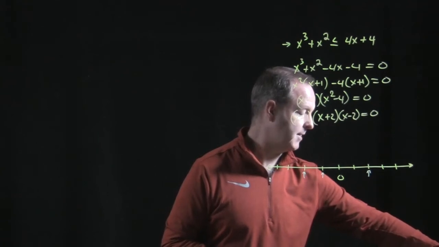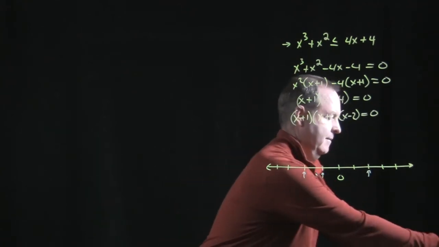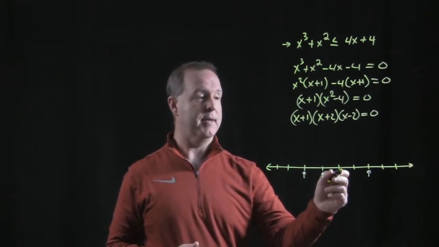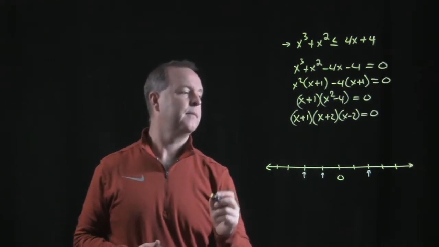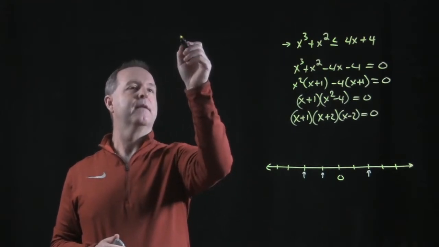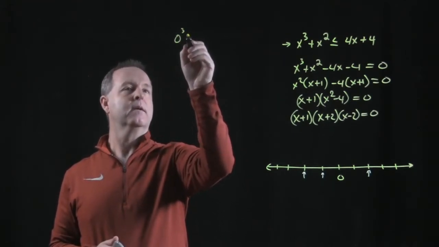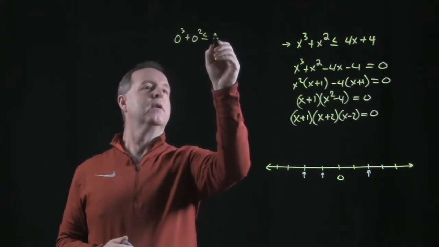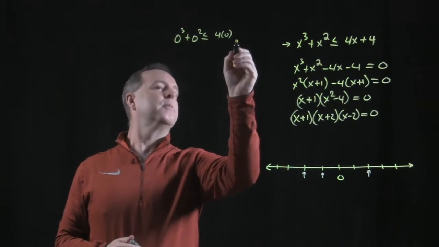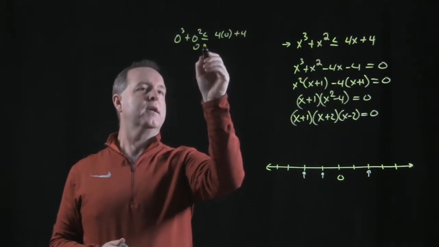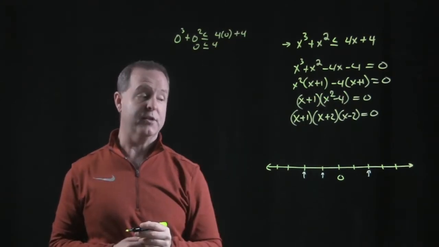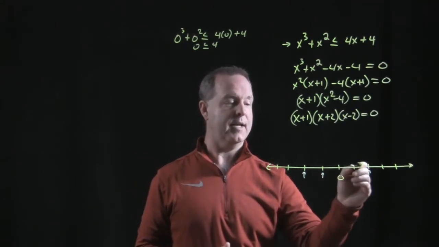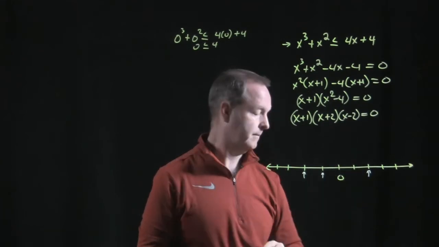So let's do some test points. Let's do 0 since it's right in the middle. I love doing 0. So I would have 0 cubed plus 0 squared is less than or equal to 4 times 0 plus 4. 0 is less than or equal to 4. That is true. So I know that with the test point 0, these sections in between are true.